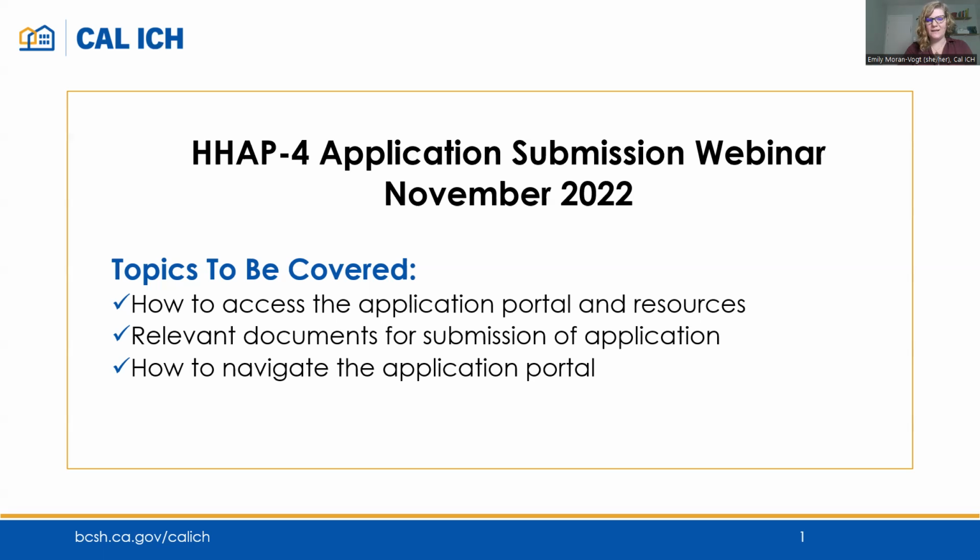If you are looking for help on determining how to use your HAP-4 funding, setting outcome goals, understanding your data, and/or completing the local homelessness action plan, please refer to the resources listed on our HAP webpage or contact us at hap@bcsh.ca.gov with your questions or requests for technical assistance.